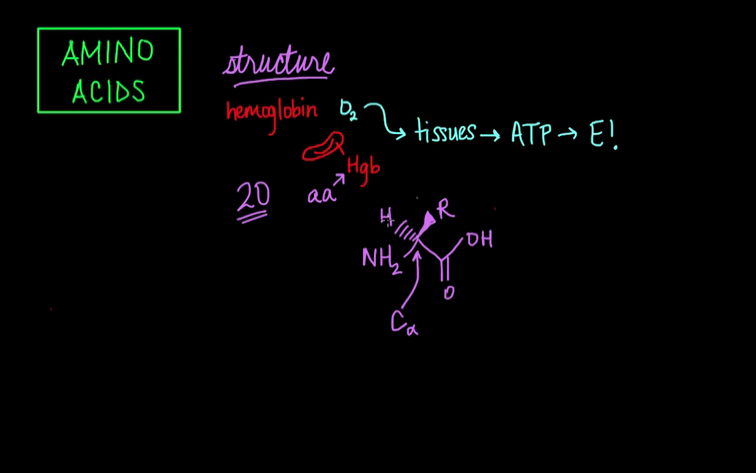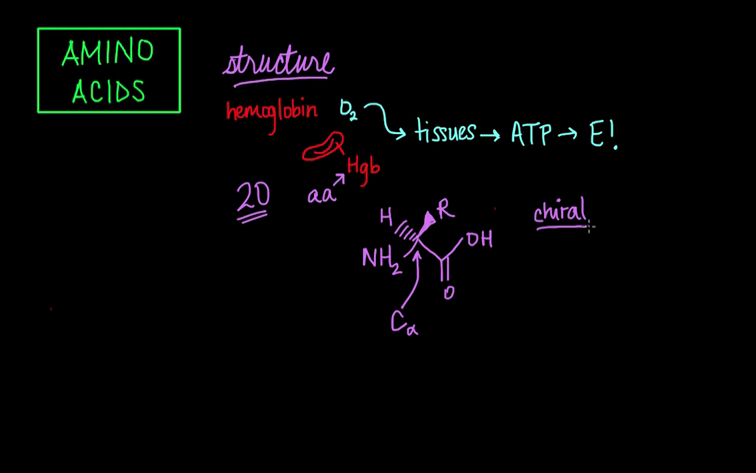So each of the amino acids has this same generic structure, and what makes each of the 20 amino acids different from each other is this R group, or the side chain. Each of the side chains for the amino acids is going to look different. One thing that's important to note is that this carbon atom, the alpha carbon, is also known as a chiral carbon.